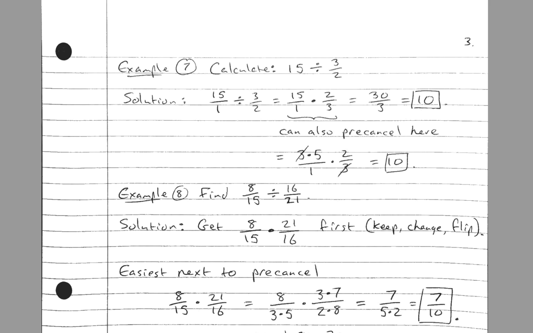We also could have, since we're in a multiplication, look for pre-canceling here. 15 is 3 times 5. So these 3's cancel. So that's another way to see 10. I know some people don't like pre-canceling, but it really is easier if you can see the canceling before you do the multiplication. You just end up with smaller numbers.